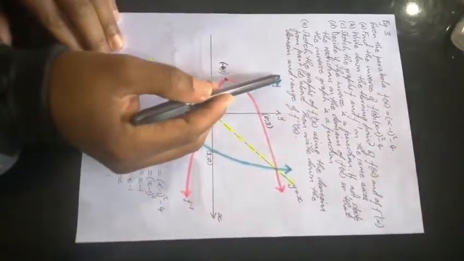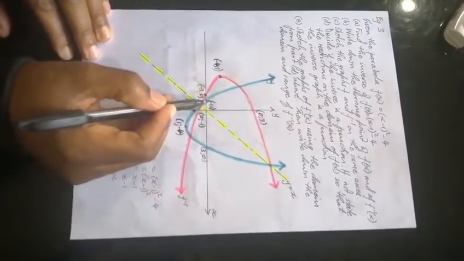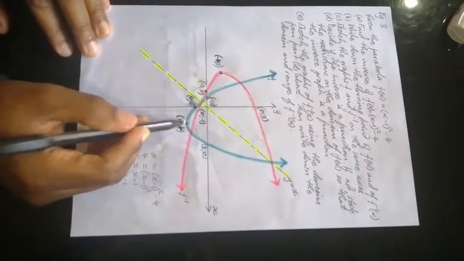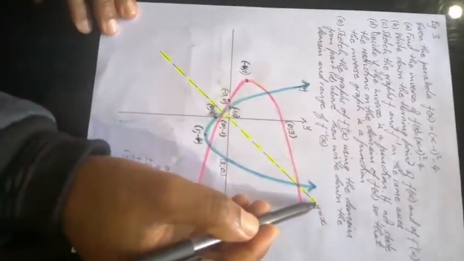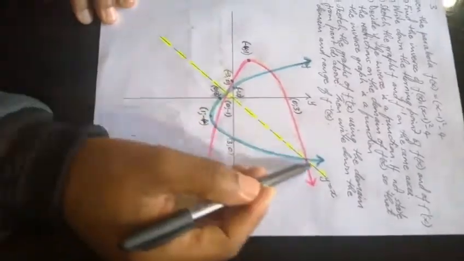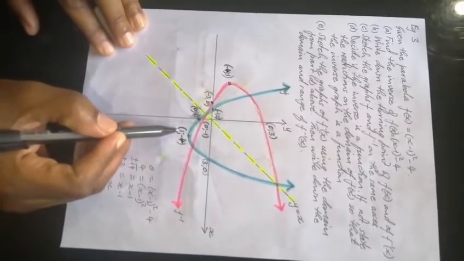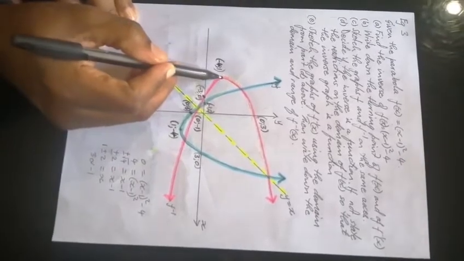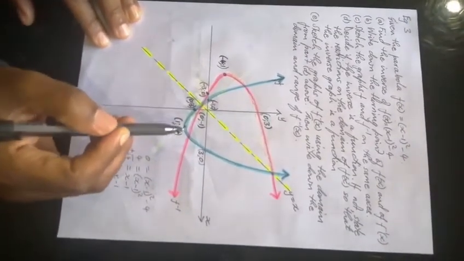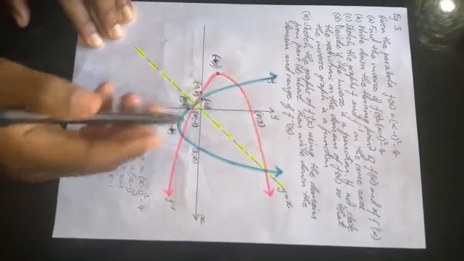We only have drawn the graph of f by identifying the x-cut and the turning point. Then we were able to draw the blue graph. Now, in order for us to have the red graph, we reflect each and every point on the line y is equal to x, which means the point 1, minus 4 becomes minus 4, 1, which is here. And the point minus 1, 0 becomes 0, minus 1, which is this one.